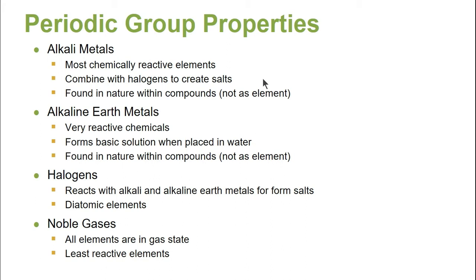Perhaps you've seen videos of lithium being thrown into a pool of water. It explodes, it catches on fire, it's very dramatic. And that is because it's very chemically reactive. With one valence electron that is easy to get rid of, it can easily form cations and combine with halogens to create salts. It is found in nature within compounds, but because it is so reactive, it's going to react and form a compound, and you rarely find it as an element.